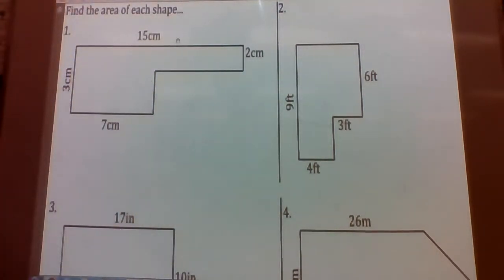Okay, this is the review for the area and polygons quiz. So number one, we want to find the area of each shape. So we're gonna step on it.